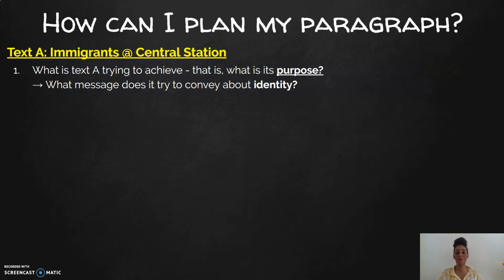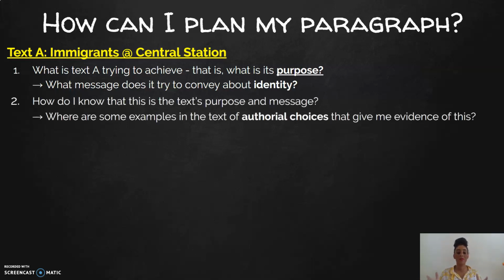I might say that the poem's purpose is to illustrate the hardships that immigrants go through, but also to illustrate how someone who is an immigrant forms an identity based on that label. Let's say that, for example.